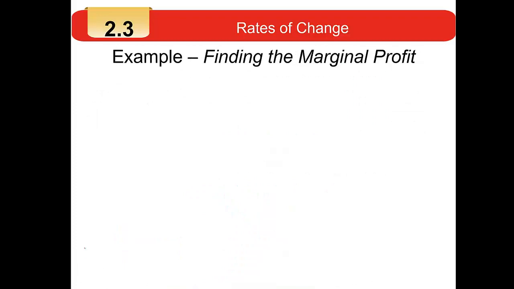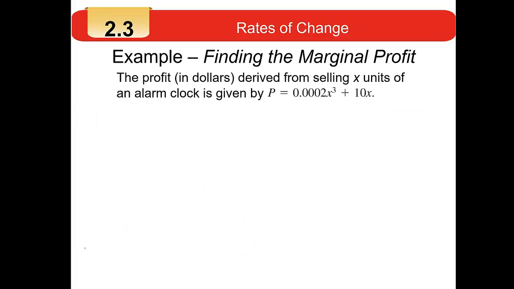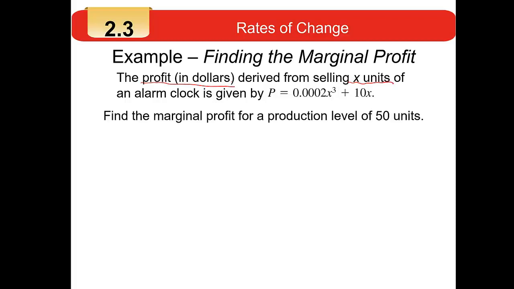Let's do an example and see how simple this really is. Suppose the profit in dollars derived from selling X units of an alarm clock is given by P is equal to 0.0002 X cubed plus 10X, where X is how many units you're selling and P is the profit in dollars. We want to find the marginal profit for a production level of 50 units. Once you understand what you're being asked to do, it's extremely simple.